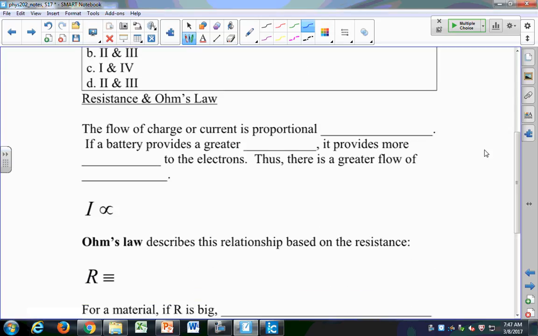All right, let's try this. Or let's look at resistance in Ohm's law. The flow of charge, that is the current, is proportional to the voltage.